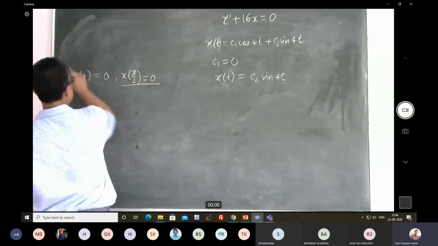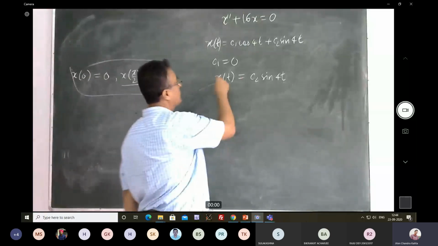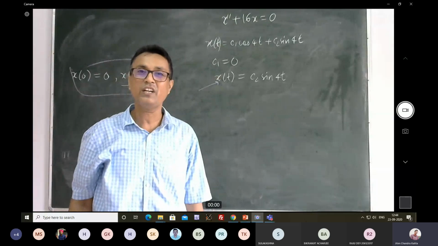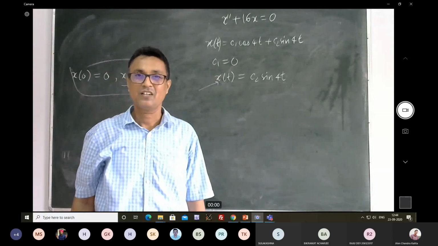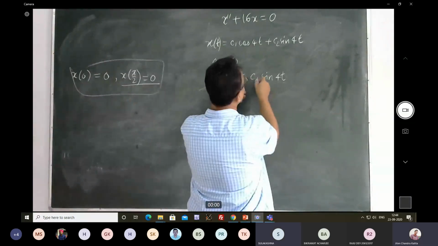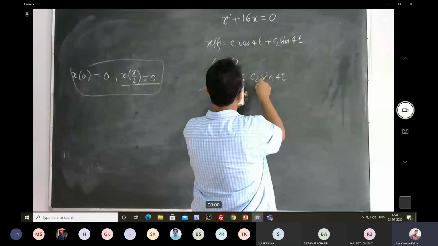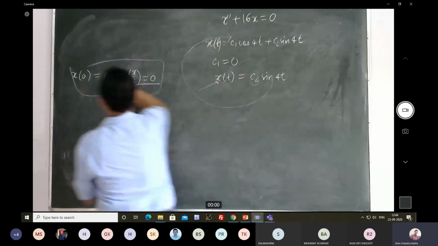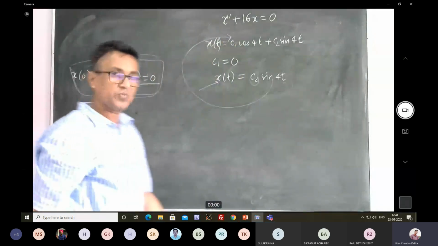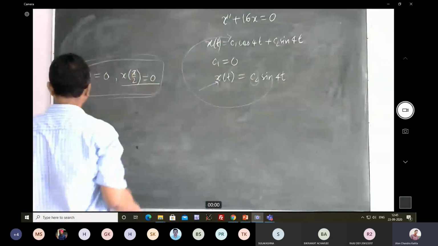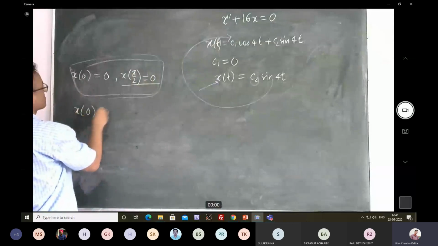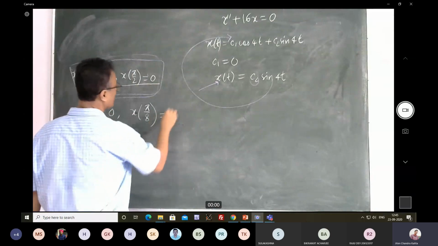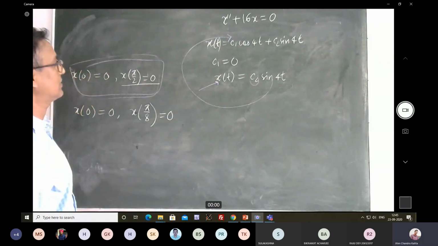So under this prescribed boundary condition, you can have an infinite number of solutions. Whatever value of c2 you plug in here, it is always going to satisfy this boundary value problem under these prescribed boundary conditions. Is it fine? Okay. Now, what about this?